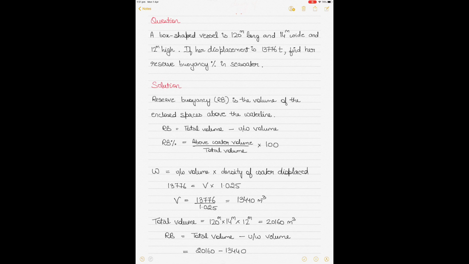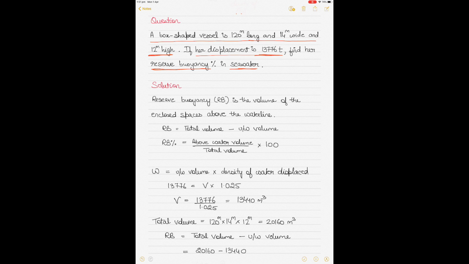So the question here says that a box-shaped vessel again is 120 meters long and 14 meters wide, and the height of the vessel is also given as 12 meters. Her displacement is 13,776 tons, and you have to find something called the reserve buoyancy percentage in seawater. Alright, so remember when you are solving questions like this, just make sure you highlight or underline the key information given to you and you understand the meaning of all the terms before you start solving the question. Once you understand the meaning of the terms and you make a note of the information given to you, it's just a matter of putting the values in the formula.